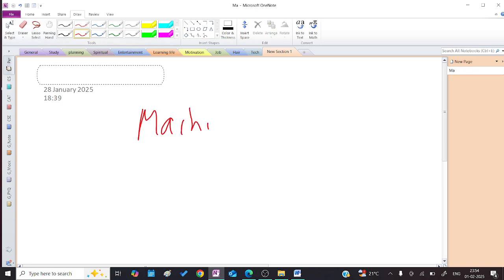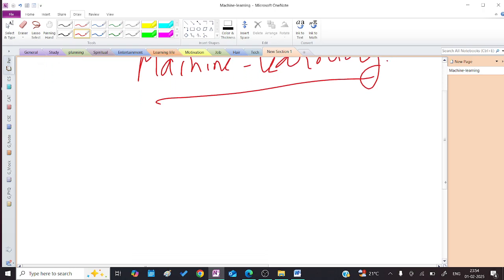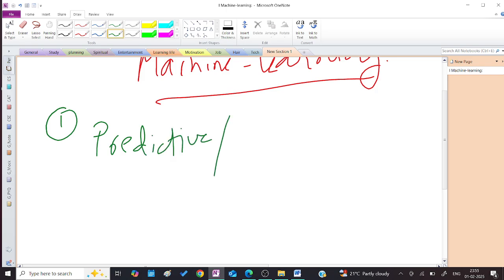So let's start our topic, machine learning. Mainly, machine learning can be thought of as three main types of learning. So it can be predictive or supervised learning.